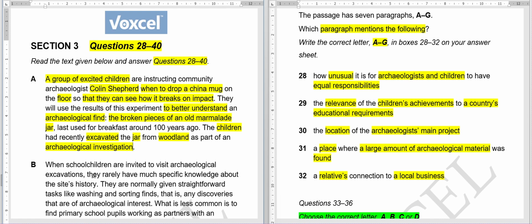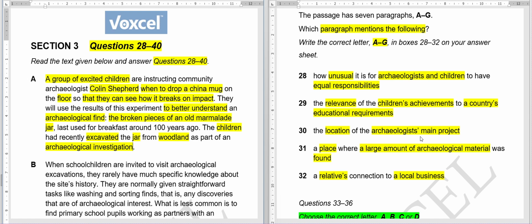Okay, time's up. So let's read the questions together. How unusual for archaeologists and children to have equal responsibilities? Is there anything about that, like having equal responsibilities is not usually the case? No, there is no talk about responsibilities or any such kind of word. 29, is there any mention of education here or children's achievement? Yes, they have found something, but it is not linked to any educational requirement. So 29 cannot be our answer. 30, location of any main project. Is there anything like that?